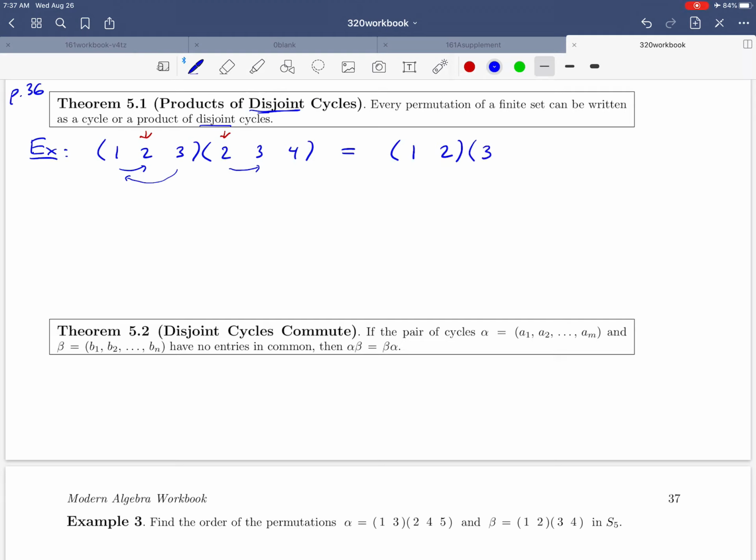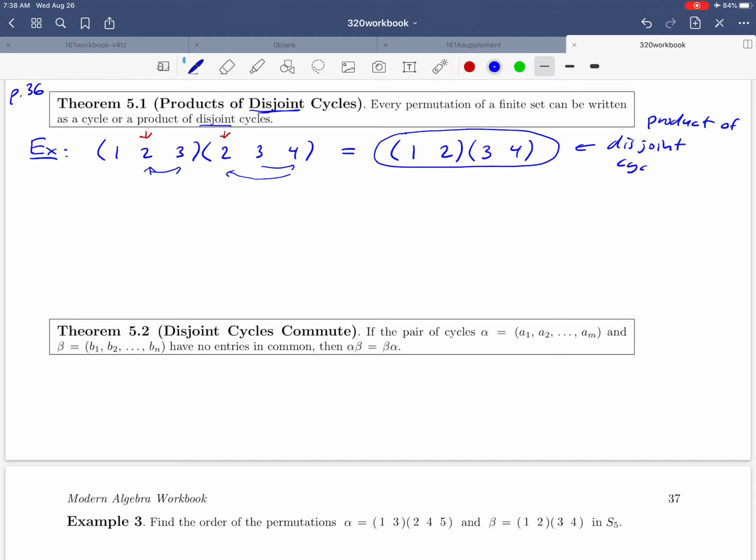And 3 is a number that we haven't visited yet, so let's ask ourselves where 3 goes. 3 goes to 4, and then 4 doesn't change, so the net result is 3 goes to 4, and then finally 4 maps back to 3. 2 goes to 3, so 4 is going to wrap around and hit 3. Notice that this representation that we came up with is disjoint. Those two cycles don't share any numbers. And that's what we mean when we use the word disjoint. So it's a product of disjoint cycles.